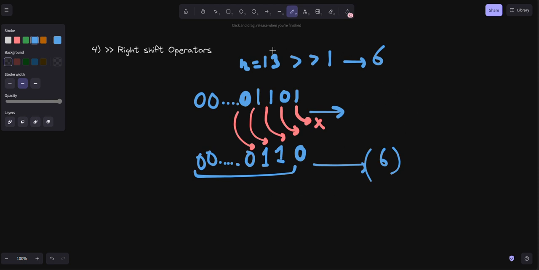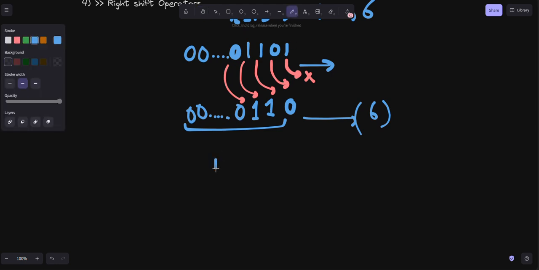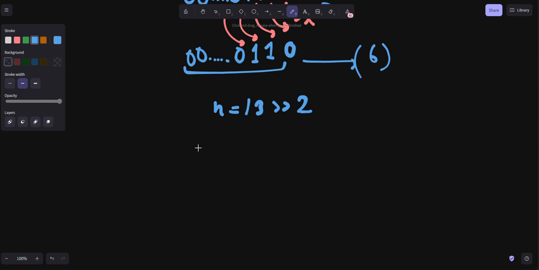Please mind that. You can also do one more operation. Let's say n is equal to 13 and you are right shifting it by 2. Let's see how it will be right shifted by 2. Again 0 0 0, and I will make this as 1 1 0 1. It is shifting by 2, right? How will this get shifted?